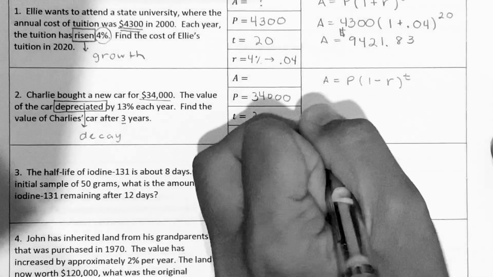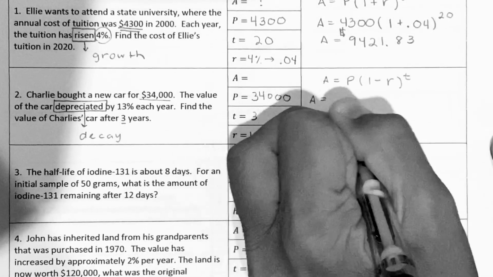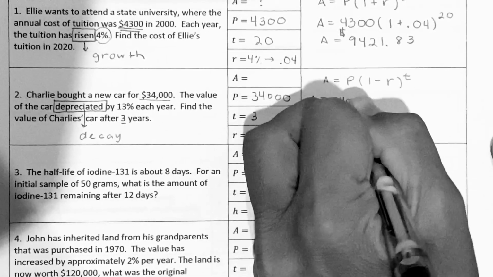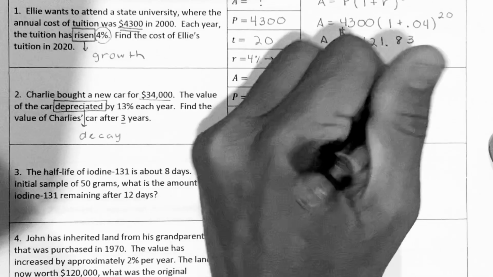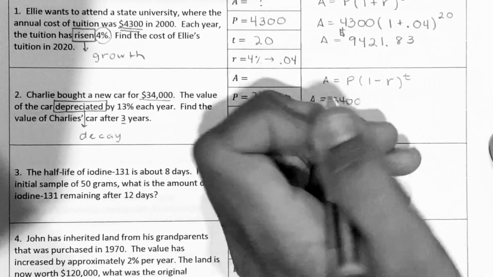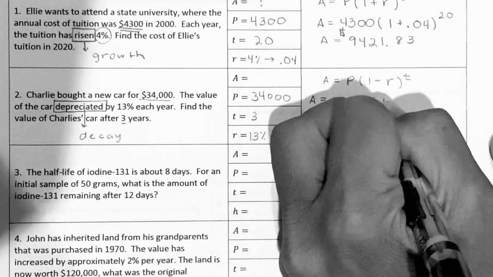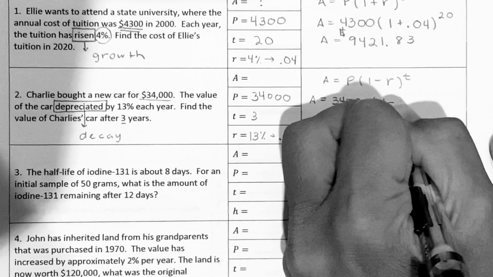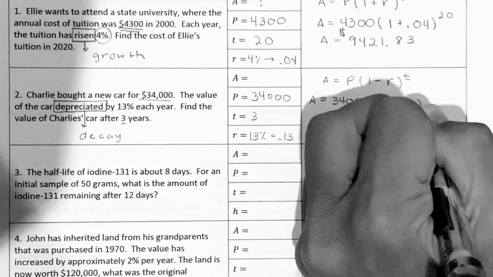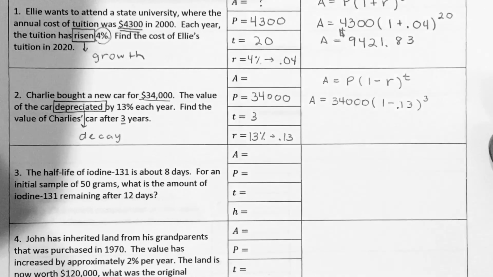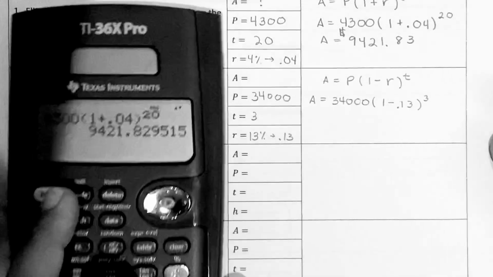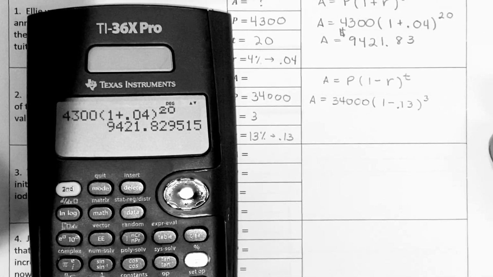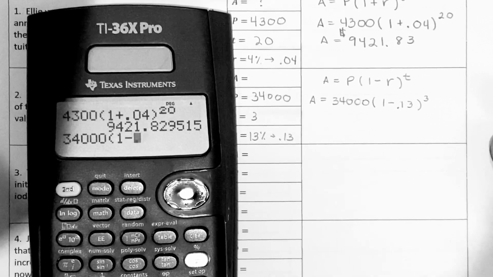So I'm just going to be plugging in each value. A equals 34,000. Whoop, forgot a zero. 34,000 times (1 minus 0.13) raised to the third power. So then I'm just going to be plugging that straight into my calculator. So I have 34,000 times (1 minus 0.13) raised to the third.